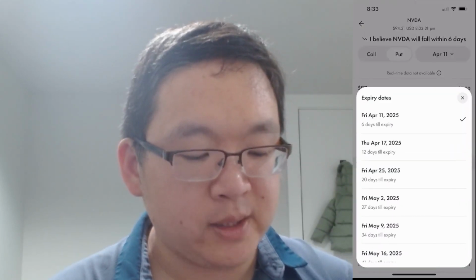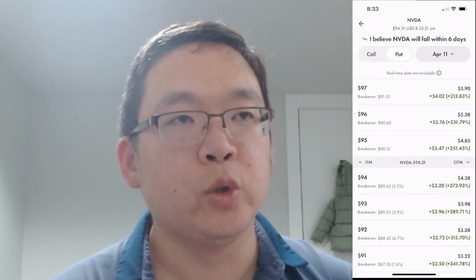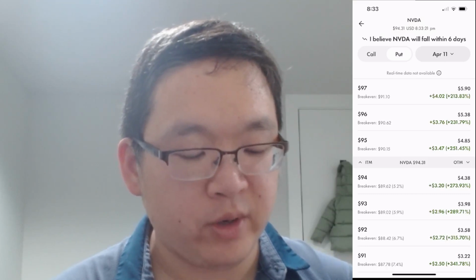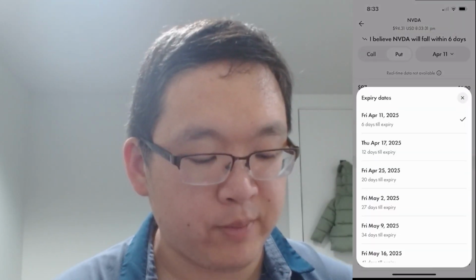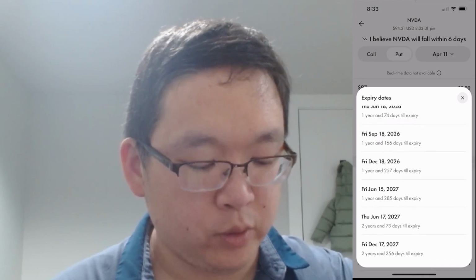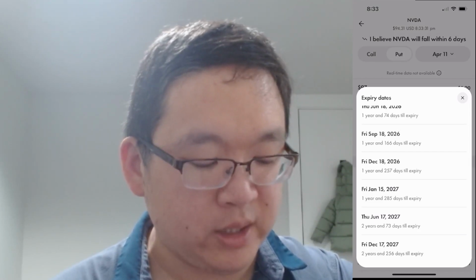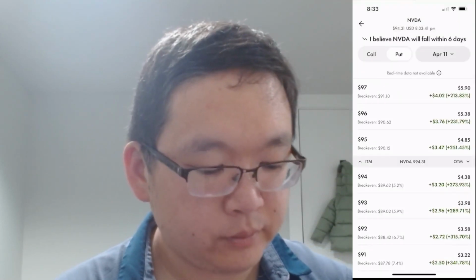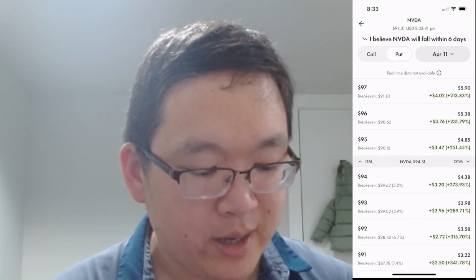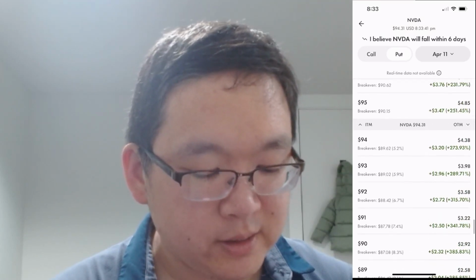The date over here is basically the date of expiry. So the day that you want to buy NVIDIA. The first option you have here is April 11th, but you can also choose April 17th. And it goes all the way up to 2 years from now, which is December 17th, 2027. The numbers that you see on the left here, the 97, 96, 95, these are the strike prices.